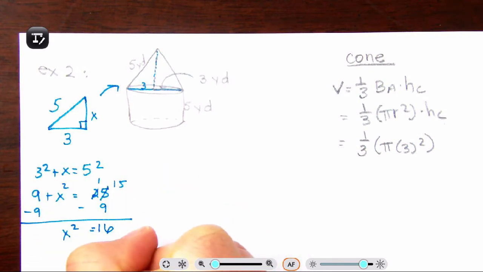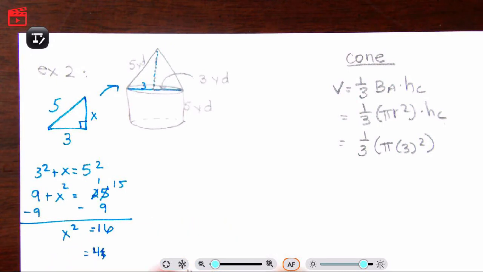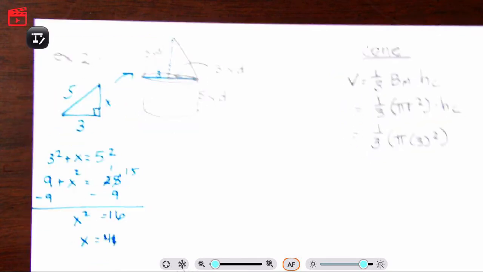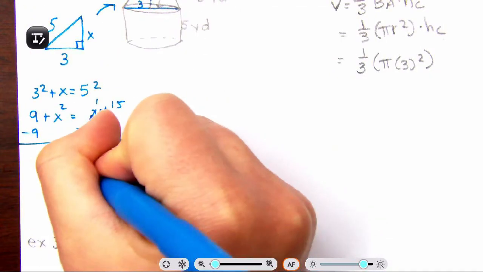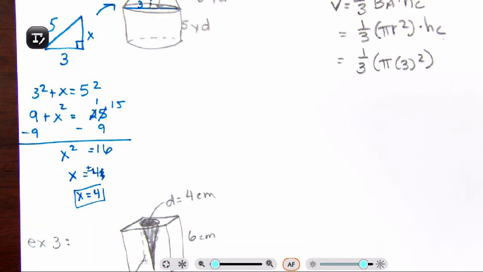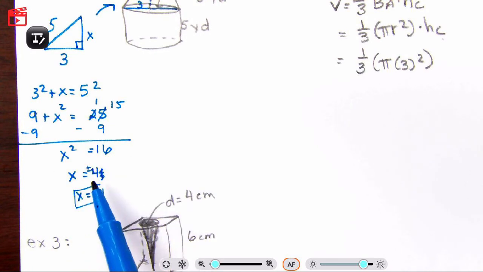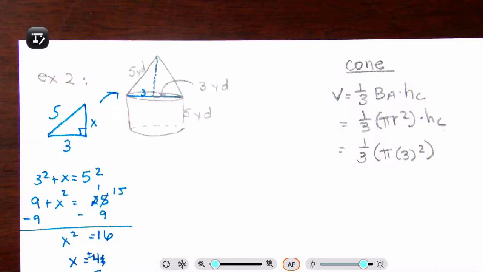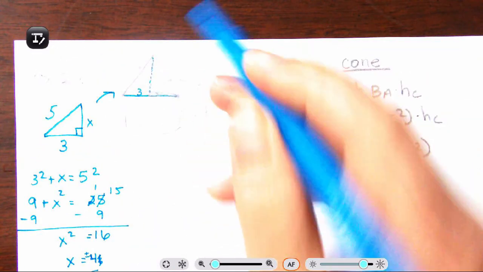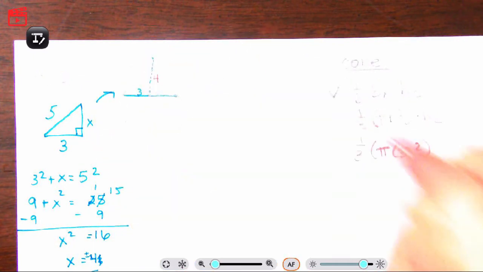The square root of 16 is plus or minus 4, but because we are talking about unit of measure, units of measure cannot be negative. So we just have 4 here. Anytime you take a square root this way of x squared and try to solve, you do have a plus or minus in front of that value. But because we're talking about the size or the height of this, that height cannot be negative. So then we have the height of 4 yards.